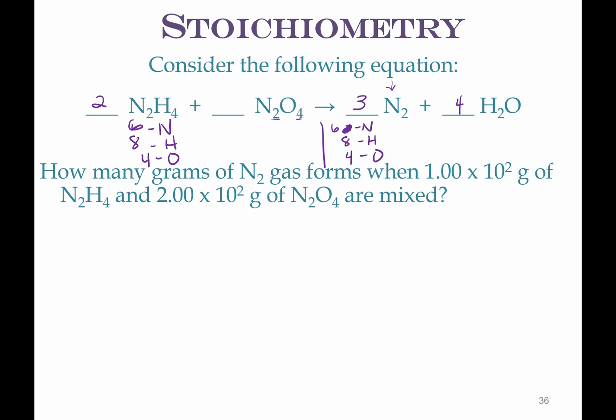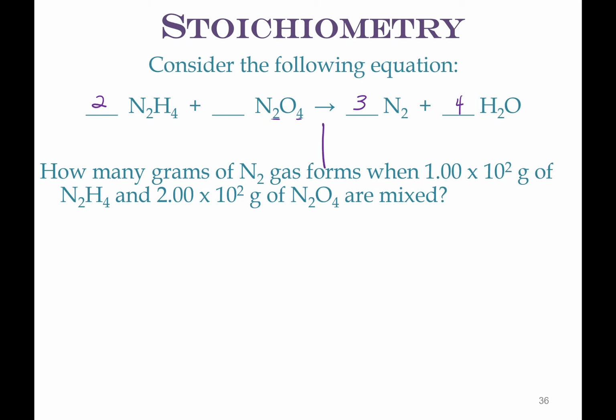Always go back and double check. So we have 2 times 2 is 4, plus 2 is 6 nitrogen. 2 times 4 is 8 hydrogen, and 4 oxygen. 3 times 2 is 6 nitrogen. 4 times 2 is 8 hydrogen, and 4 times 1 is 4 oxygen, so this is balanced. So that is balanced. We're going to erase all this so we can put the information from the question in there. Hopefully on the test I'll leave you enough room. Actually, we're going to be taking tests on Blackboard this semester, so we'll see.